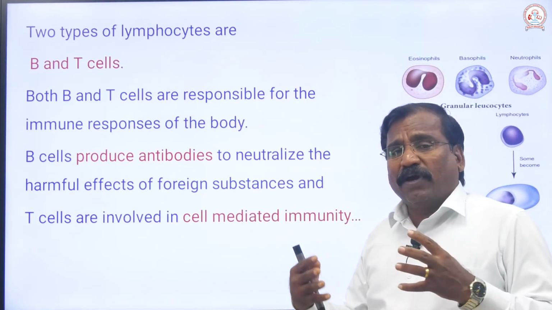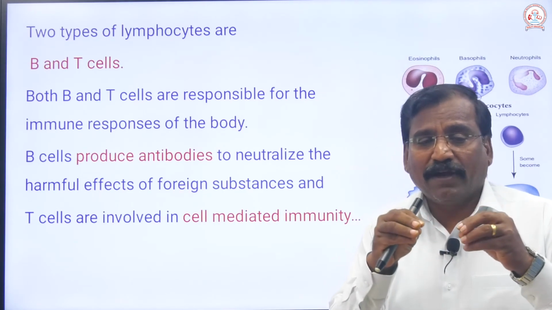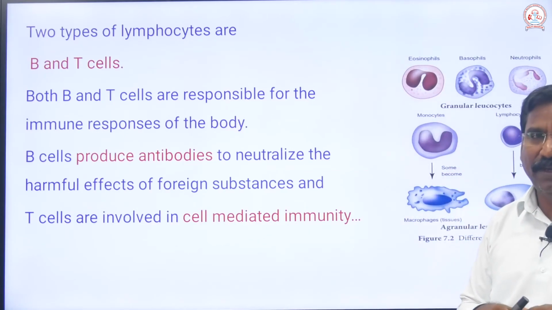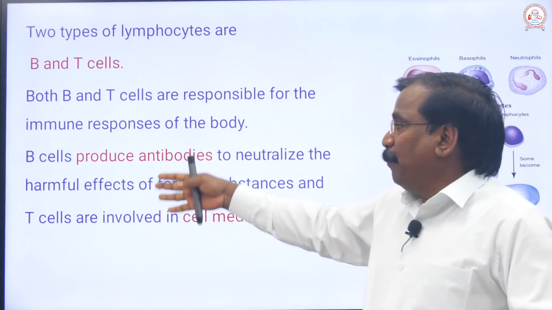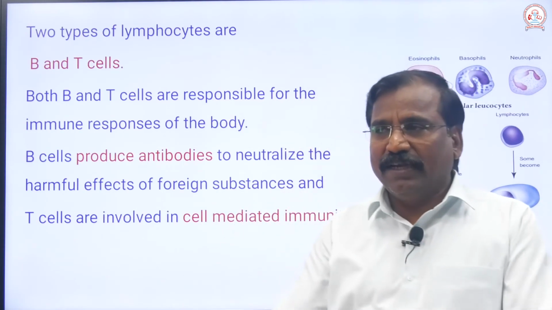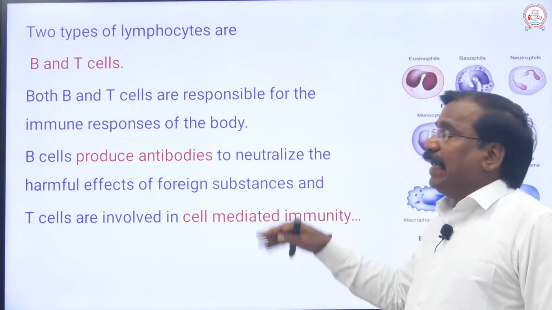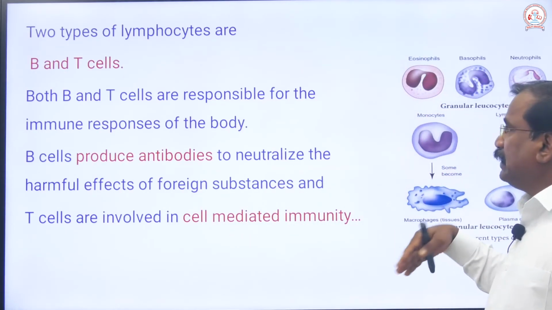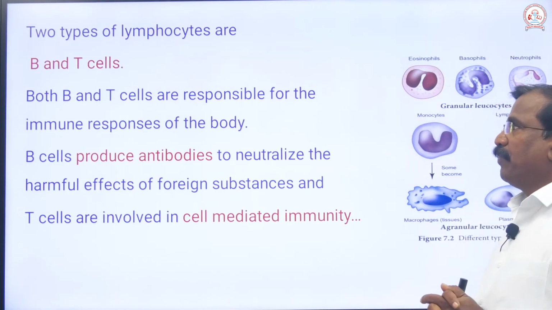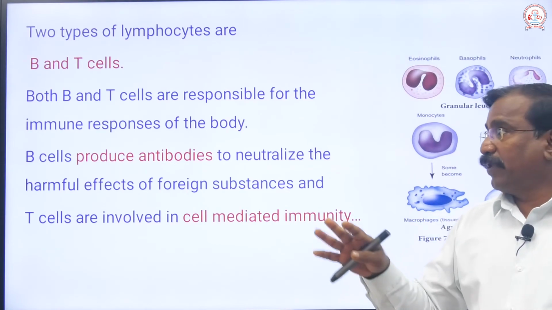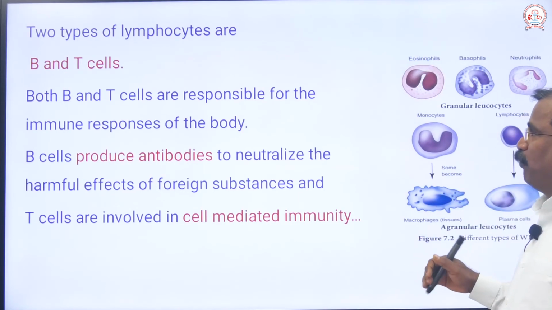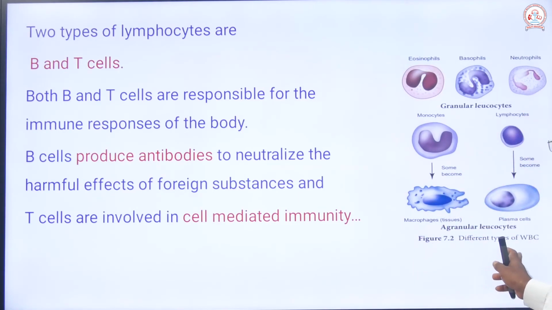T cells also give immunity. They are directly involved in the killing of the pathogens, which is called cell mediated immunity. But B cells are not directly involved; they produce a chemical substance, a protein, called antibodies. Those antibodies kill the pathogens. Okay, that is the function of the immune system. So those are the two types of lymphocytes and their functions.